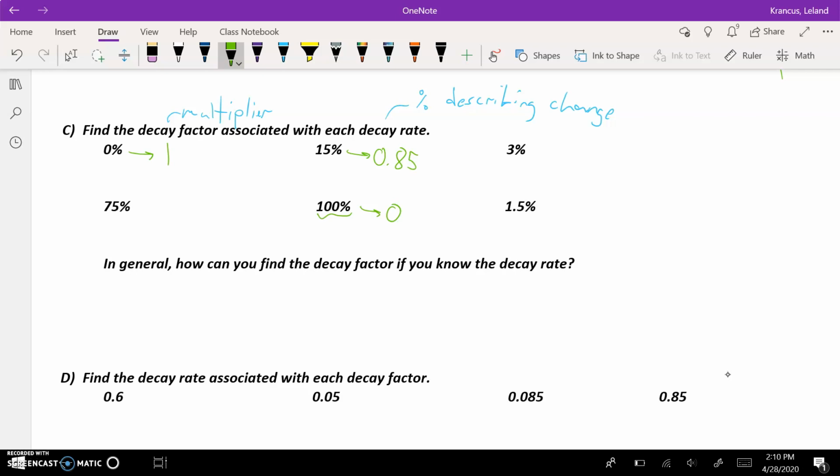Using that same line of thinking, if something goes down by 3%, so 3% is lost, what amount would remain? Well, 97% would remain. And you would multiply something by 0.97 to achieve that.